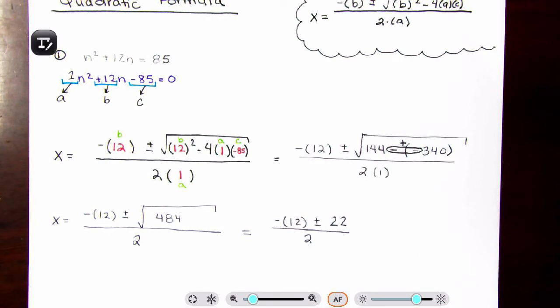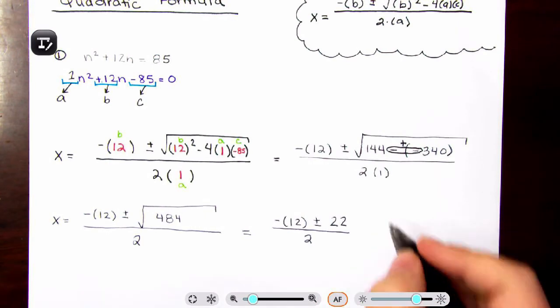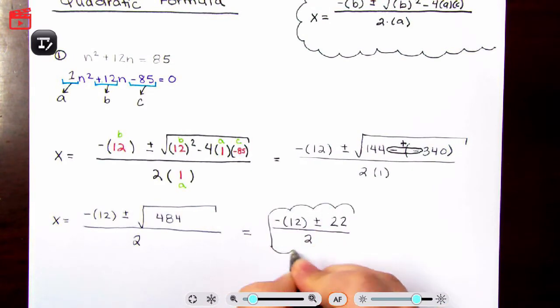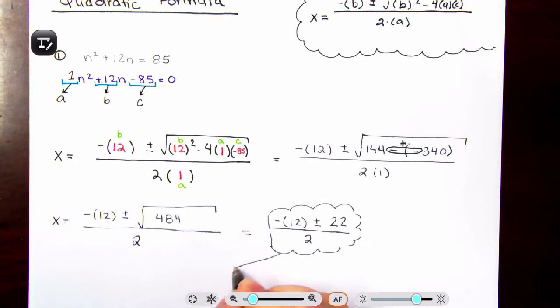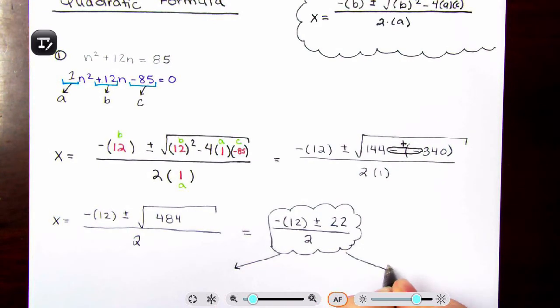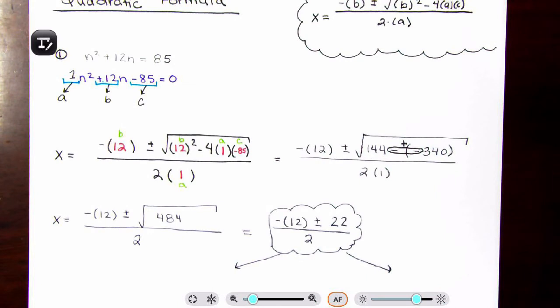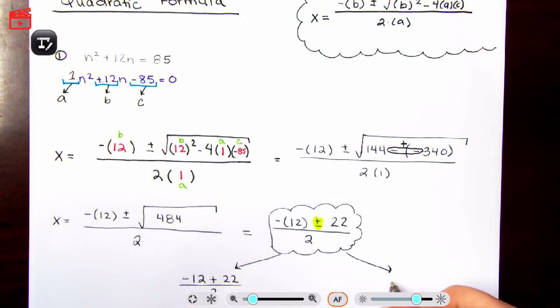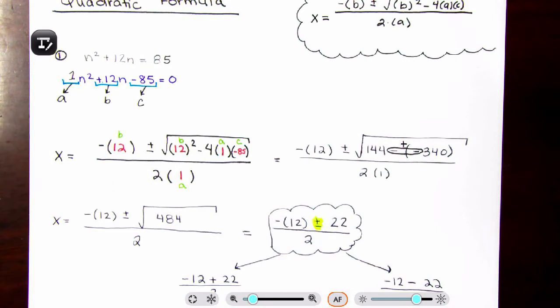Now, here is where you need to split this up into 2 sections. I'm going to put a little bubble around it. You need to do a positive and a negative version of this. Notice that you have a plus or a minus because we did have a square root. Remember, anytime you have a square root, you need a plus or minus. So we have negative 12 plus 22 divided by 2, and we have negative 12 minus 22 divided by 2. One of them is a plus, one of them is a minus.